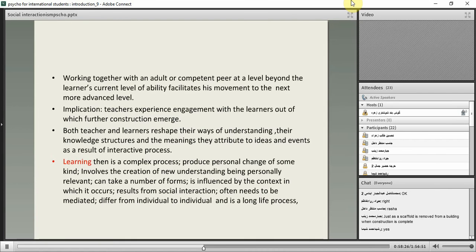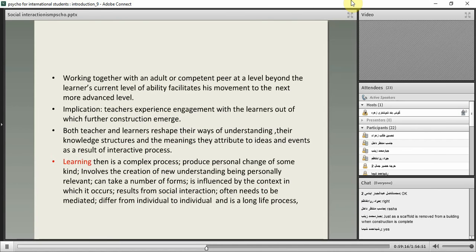Two, teacher experience engagement with the learners, out of which further constructions emerge. That is, the more help you offer, of course, by help and by guided participation. It does not mean that we should provide every answer for the students, right? But just to provide them with the keys and cues. Okay, I ask you some questions, you provide answers, and then I'll guide you. If your answer is not appropriate, I'll give you keys and cues and prompts in order to fine-tune your answers.